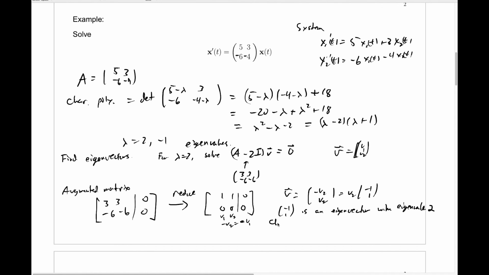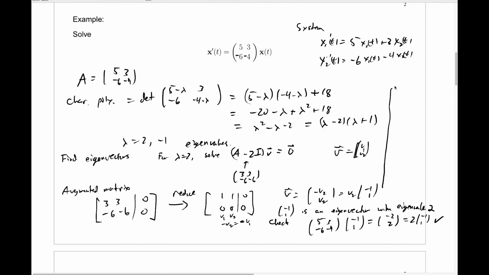And of course we can check this. Take our original matrix A, 5, 3, minus 6, minus 4, multiply it by minus 1, 1, and what do we get? We get negative 5 plus 3 is negative 2 for the first entry, and we get 6 minus 4, which is 2 for the second entry. That's twice our original vector, and that tells me, yes, we have an eigenvector with eigenvalue 2.